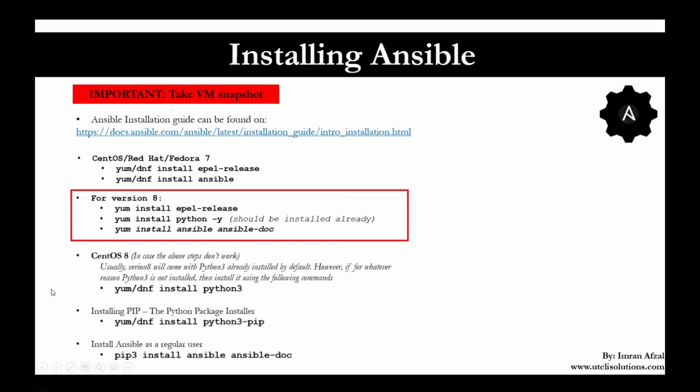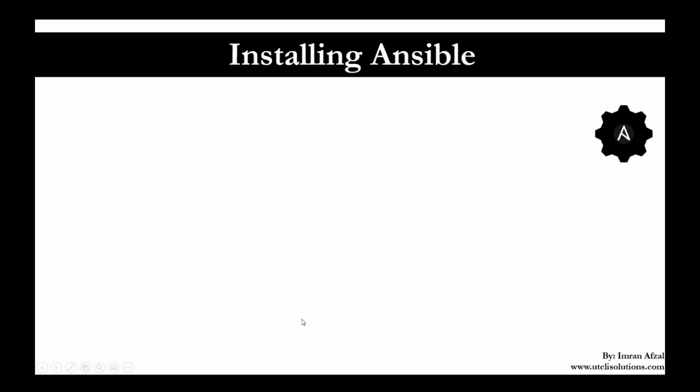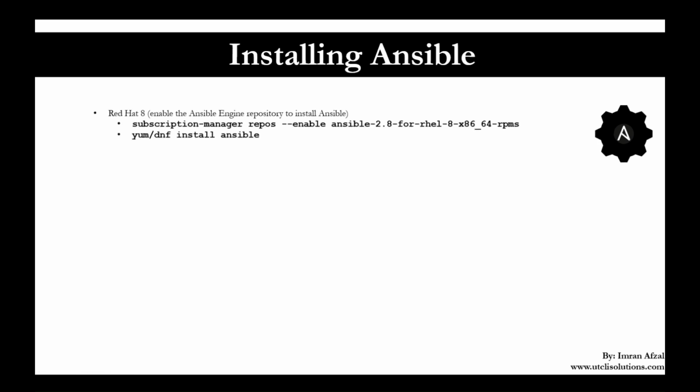The next thing is, if you are using CentOS 8 and the above steps don't work, then follow these steps. Usually version 8 will come with Python 3. If it's not, then you follow these steps: yum install python3 and then use the Python package installer to install Ansible, which is pip3 install ansible. All right, moving on. If you're using Red Hat 8 and the above steps that we followed did not work, then you have to enable the Ansible engine repository to install Ansible. For that, you will run the command subscription-manager repos --enable with the Ansible repositories, and then install Ansible.